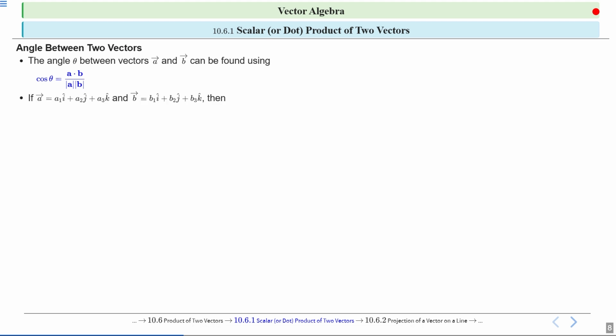If A vector is equal to A1 I cap plus A2 J cap plus A3 K cap, and B vector is equal to B1 I cap plus B2 J cap plus B3 K cap, then we can substitute these into our formula. This step is important because it allows us to work with vectors in three-dimensional space using their components. So cos theta will be equal to A1 B1 plus A2 B2 plus A3 B3 upon root over A1 square plus A2 square plus A3 square into root over B1 square plus B2 square plus B3 square, right?